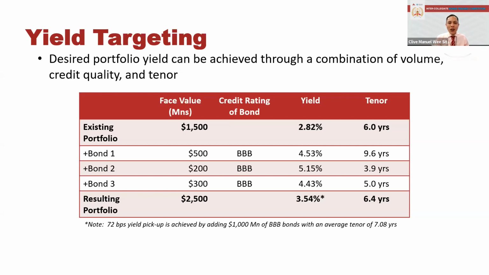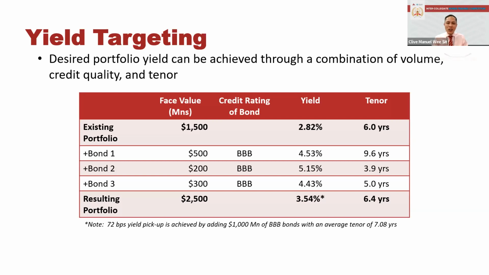So what happened was, because I bought an additional 1 billion worth of securities for my portfolio with an average tenor of 7 years at yields from 4.5% to 5.15%, I've been able to increase the average yield of my portfolio from 2.82% to 3.54%. So that's an uptick in my portfolio yield by as much as 72 basis points because I deployed an additional 1 billion into higher yielding securities.